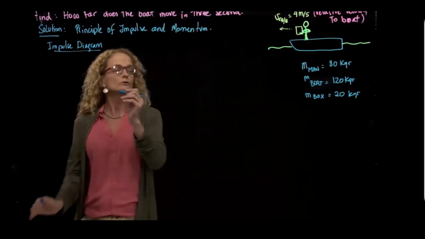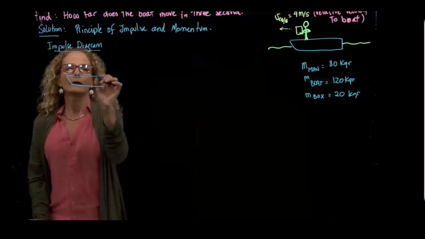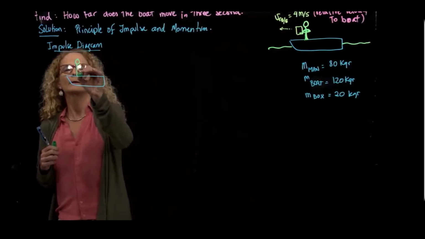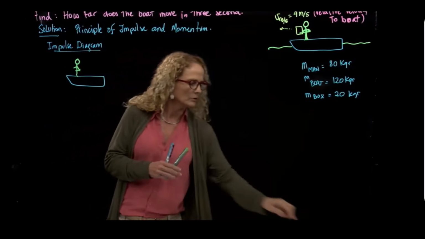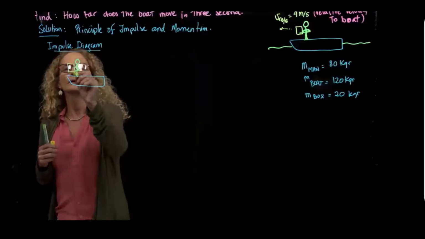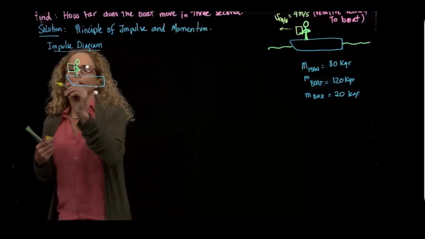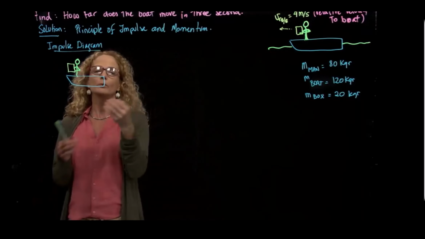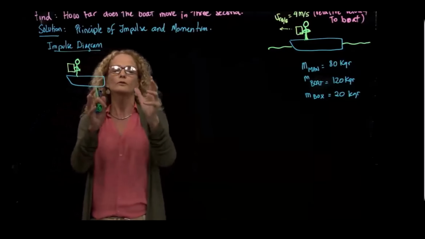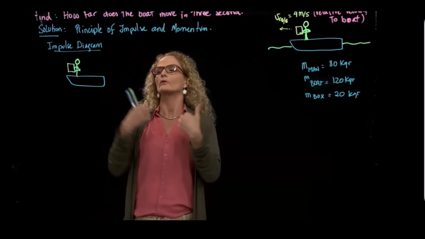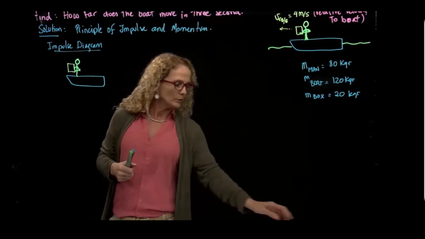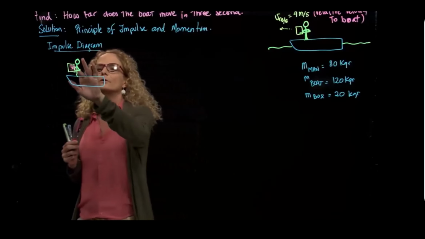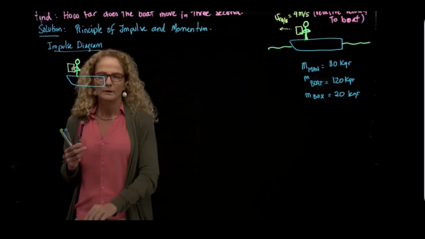So if I draw the whole system together with the man holding the box, and the water doesn't create any resistance, the only impulses are the one he gives to the box and the one the box gives back to him. Those impulses cancel each other. Those are internal forces, therefore I do not draw them. Let me erase them.